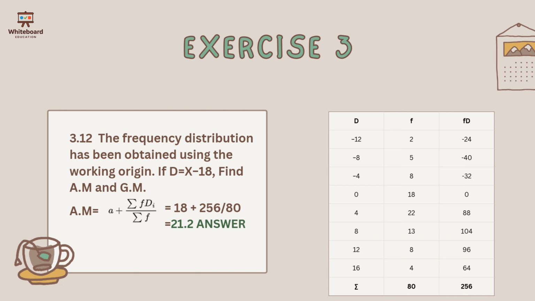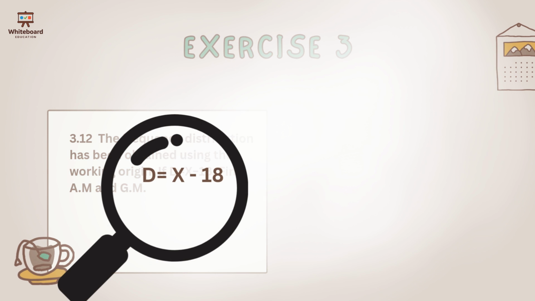Here, only the arbitrary value is added into the original formula. The a here is 18. See, 18 plus 256 over 80, thus the answer is 21.2. Now before explaining any further, we need to make sure that we understand what d equals x minus 18 means. d is the deviation of each data point, x is the midpoint, and 18, as said earlier, is the arbitrary value.